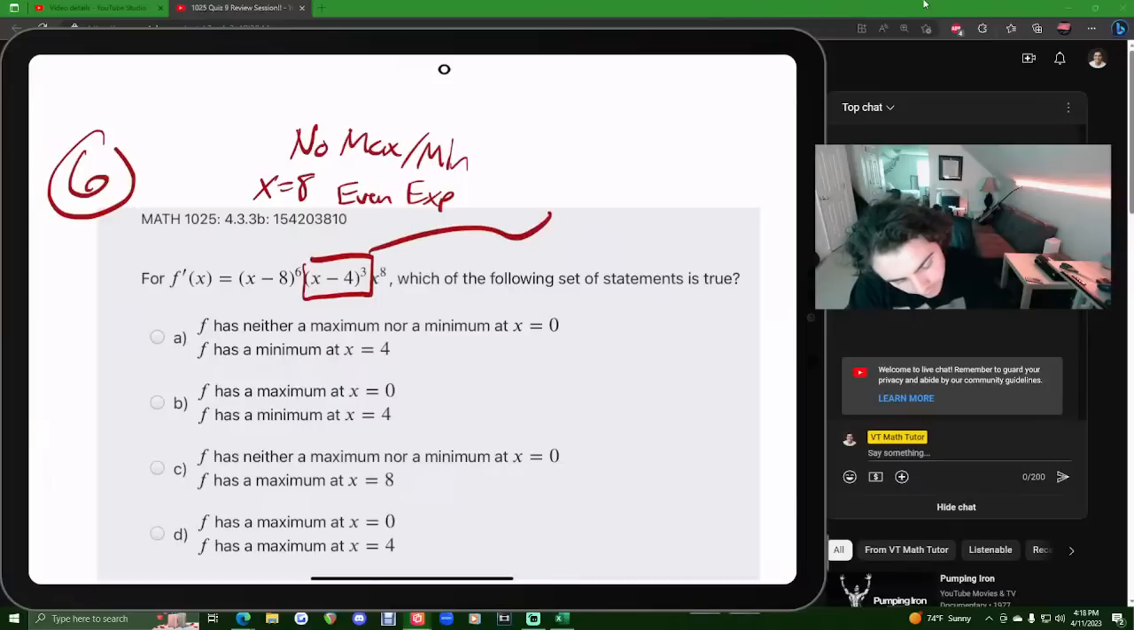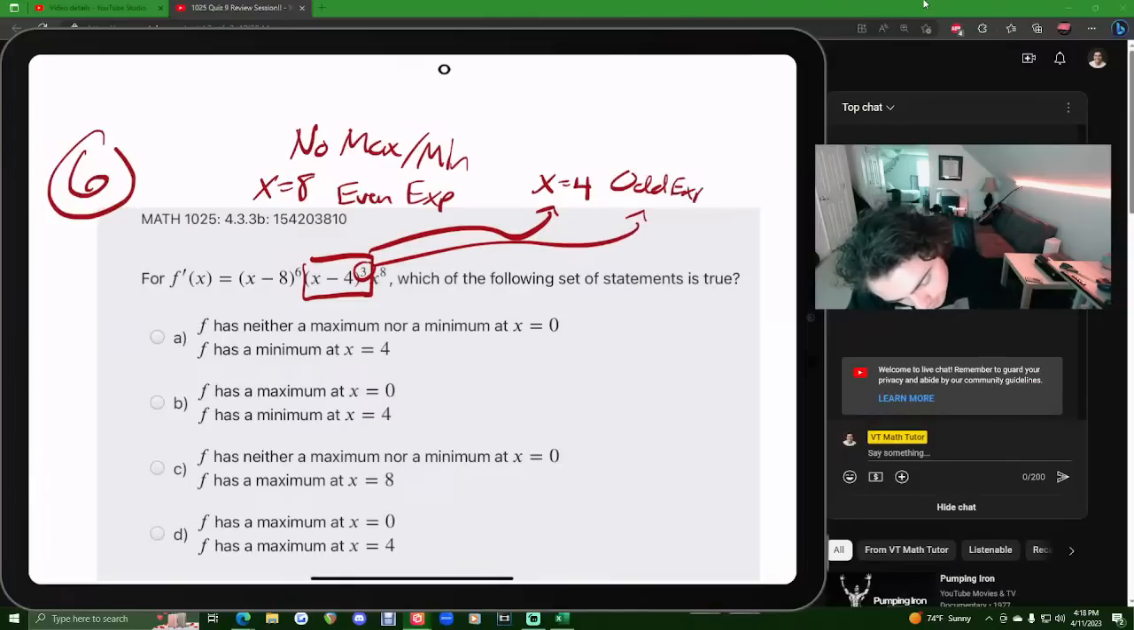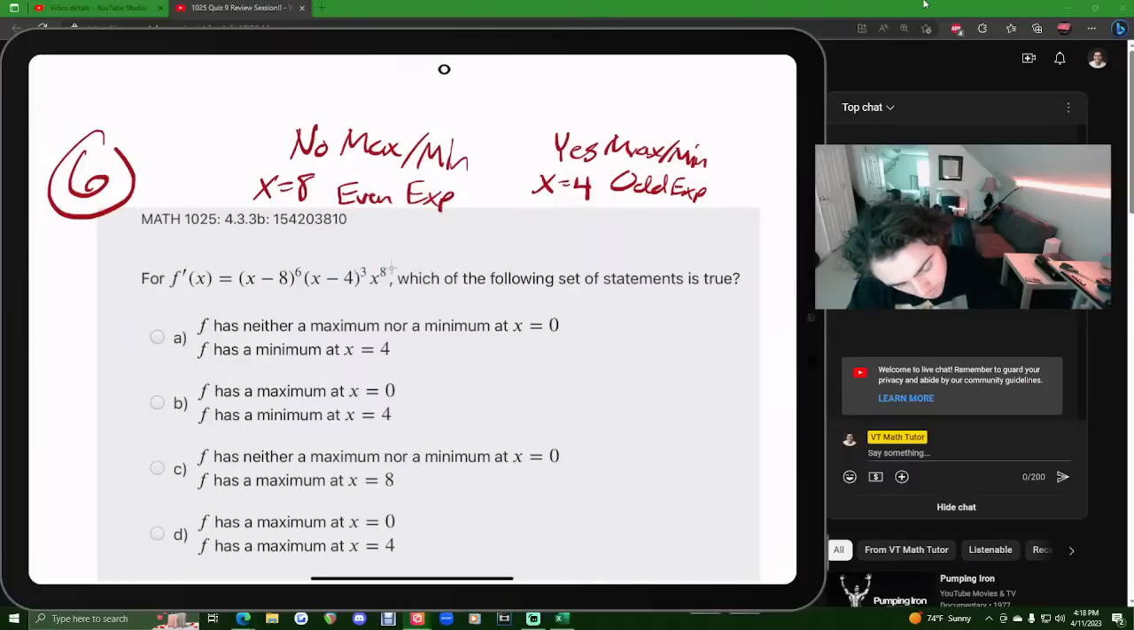But for something like this, x equals 4, or that factor x minus 4 gives us x equals 4, and its exponent is odd. An odd exponent will result in a max or a min. But we can't tell just by looking at it, so we'll have to show what to do in just a moment. But again, this one gives us x equals 0, which has the even exponent of 8, which means no max or min.